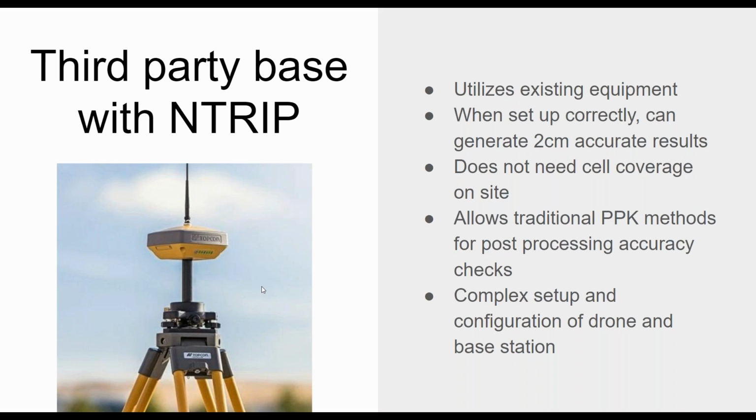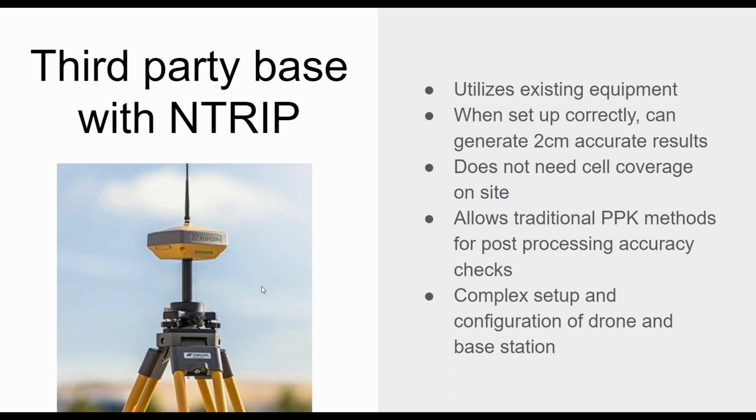And because you are not using a PPK method, this is, like I said, a live RTK correction method. You can take PPK or GCPs or RINEX data as a backup to reference the accuracy of your data, or as a backup if you have any problems with the connectivity or the NTRIP network itself. The main problem with this method is the complexity of the setting up.